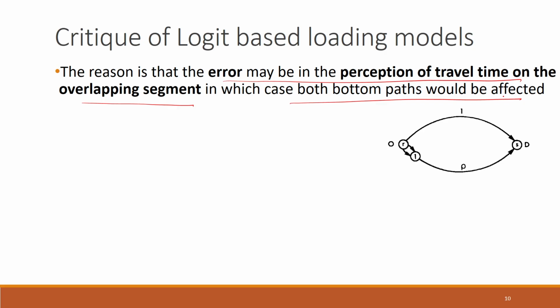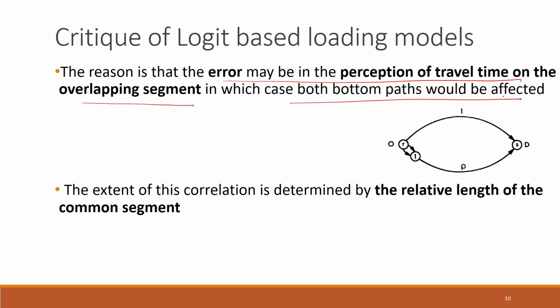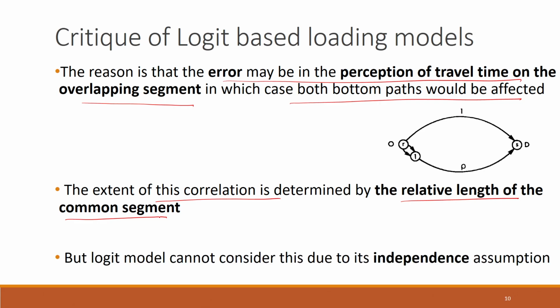They cannot be independent of each other, which is what would be assumed if we have a Logit choice model here, because there it is assumed that the error terms are independent of each other. So when we have these total perceived utility values, they cannot be correlated with each other. The extent of this correlation is determined by the relative length of the common segment, but the Logit model cannot consider this due to its independence assumption.